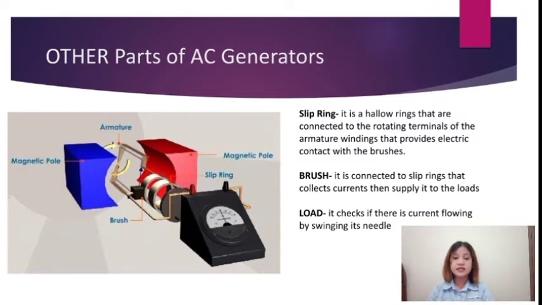It checks if there is a current flowing by swinging its needle, or it is called the galvanometer. Kailangan nagsuswing kasi yung needle sa galvanometer para malaman natin kung meron talagang current na nag-flow. Kapag hindi nag-swing yung ating galvanometer, ibig sabihin, nagkakaroon ng hindi maganda or hindi tama yung flow ng current.